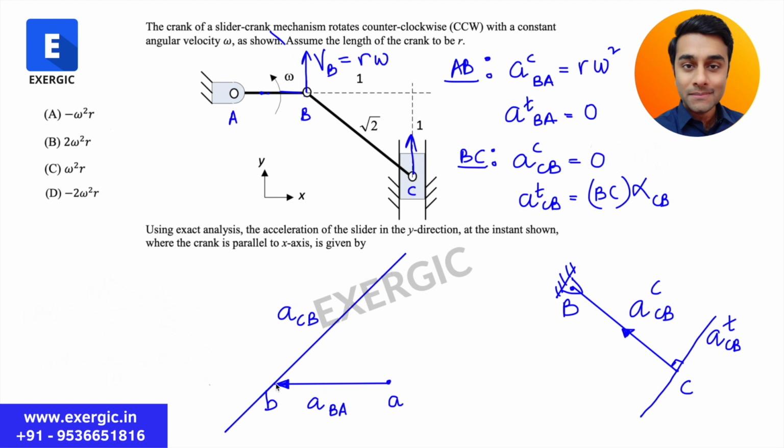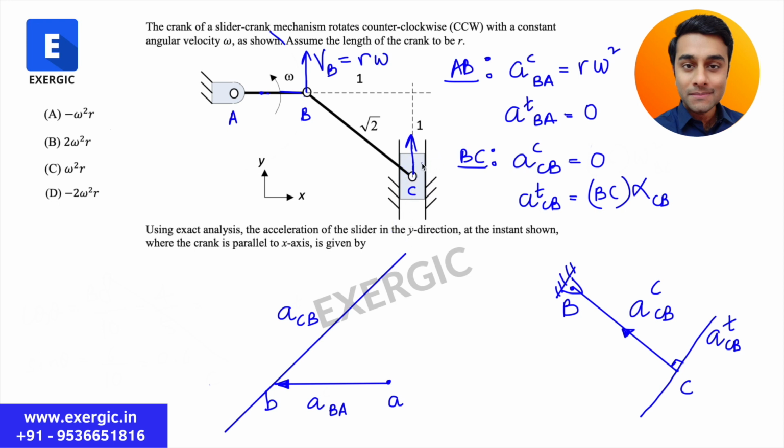But still, in this line, we need to locate the point C, where the point C is going to be. On the basis of that only, we can decide the direction and magnitude of this acceleration. So what can you do to locate the point C? Let us move to the last link, the slider. We have used first link AB, second link BC, and now it is time for the last link, the slider.